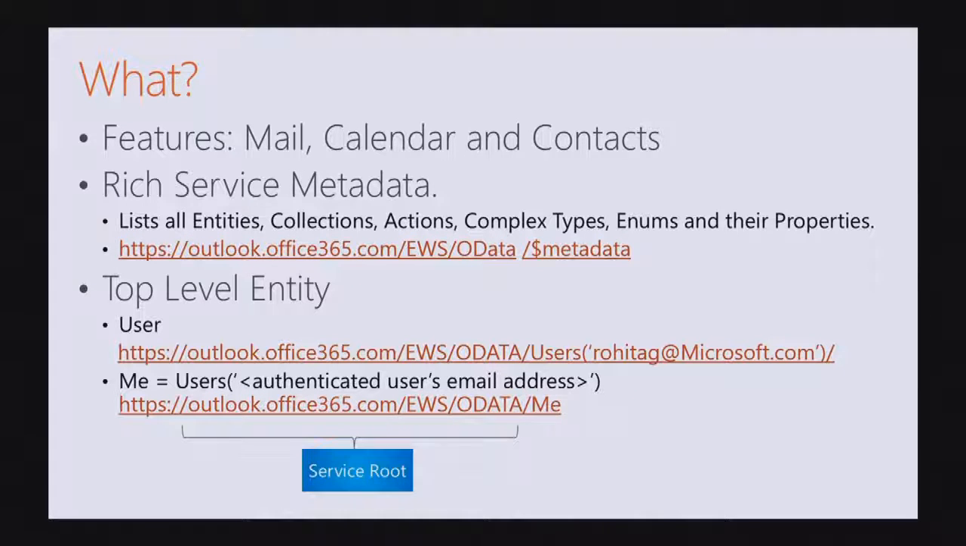Once you have looked at the service metadata, the top level entity that we provide is a me. And me is nothing but equal to the authenticated user. So you can alias it as saying that, give me information about me, or you can also use users of the SMTP address. Both are the same thing. And the service route is EWS/OData. So Outlook Office 365.com, EWS OData, and from there, if you go to me, you can further go in and see different features, which I'll show you.